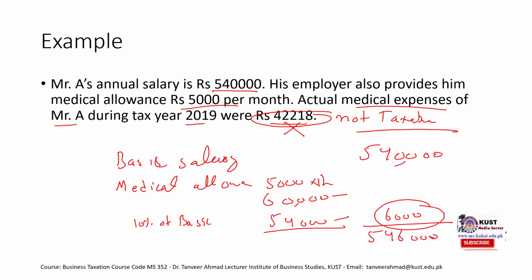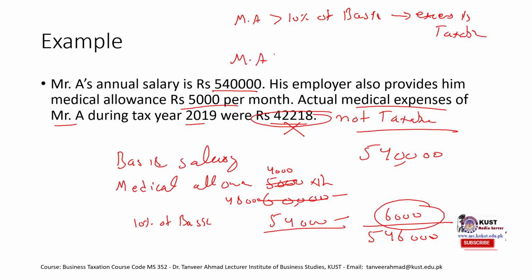What if instead of 5,000 we were only paid 4,000 rupees? Then our medical allowance for the year would have been 48,000. Now this 48,000 is less than 10% of basic salary. Remember, we said if medical allowance is greater than 10% of basic, then the excess amount is taxable. What if medical allowance is less than 10% of basic? Then not taxable. So in this case, medical allowance, which is 48,000, is less than 10% of the basic, so it would be not taxable. So our total taxable amount would be 5,40,000 if our medical allowance is 4,000 per month.